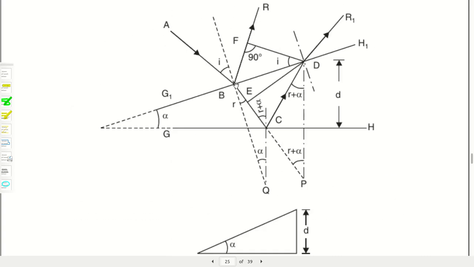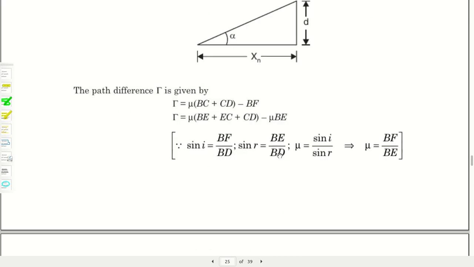Sin r is equal to BE by BD, because this is r, this is 90 minus r, so this angle is again r. So angle BDE is angle r. BE is the perpendicular and BD is the hypotenuse, so BE by BD is sin r. Take the ratio of them, it will give you mu, and mu is certainly BF by BE. So BF is equal to mu into BE.